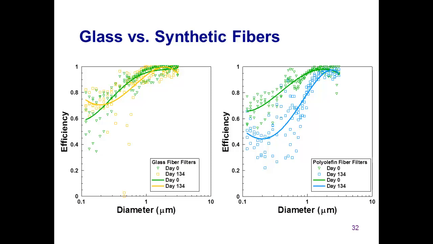On the right, the green data and curve represent the day 0 data for the synthetic electret filters, whereas the blue data and curve represent the performance on day 134. There was an obvious and statistically significant reduction in efficiency with use evident for particles smaller than about 1.5 micrometers in diameter. Similar results have been seen before in the laboratory studies that prompted us to perform this real-world study.